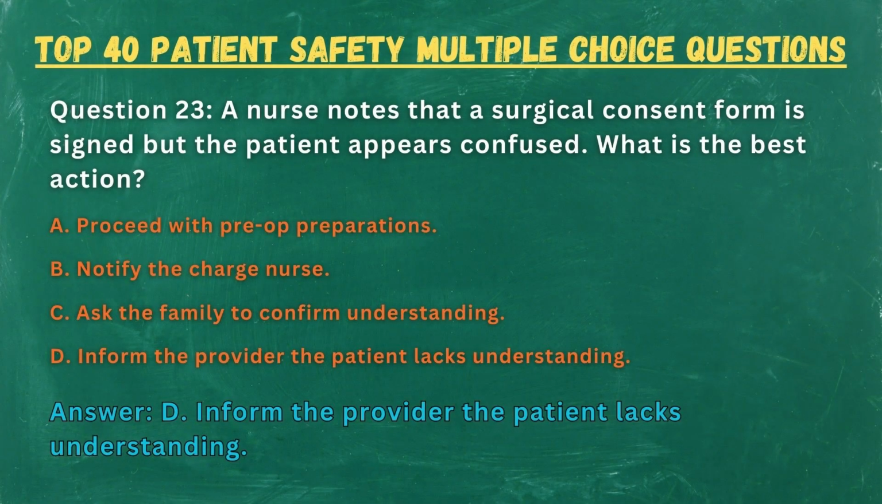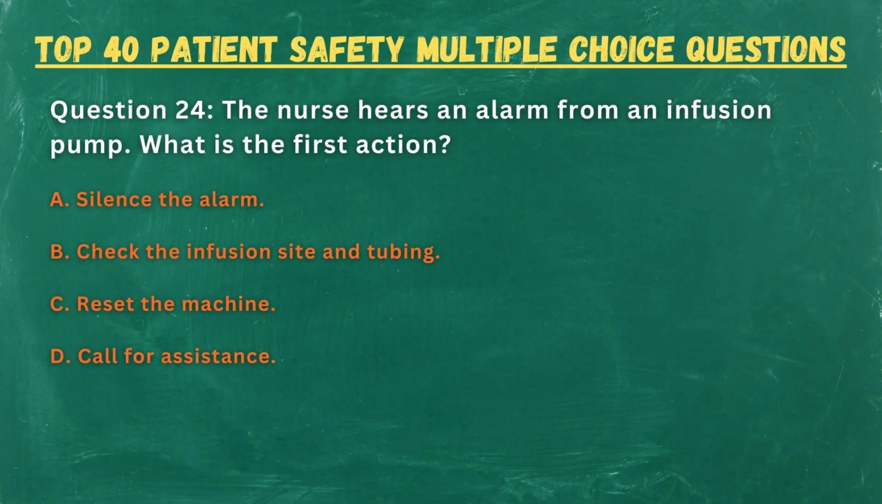Answer: D. Inform the provider the patient lacks understanding. Question 24. The nurse hears an alarm from an infusion pump. What is the first action? A. Silence the alarm. B. Check the infusion site and tubing. C. Reset the machine. D. Call for assistance.